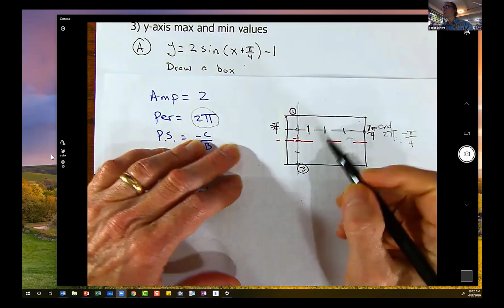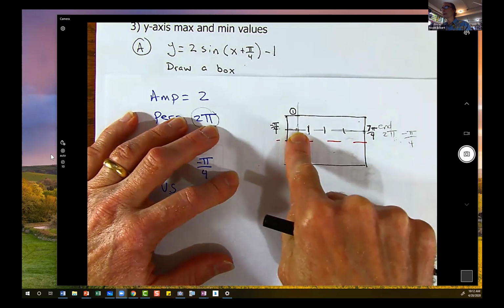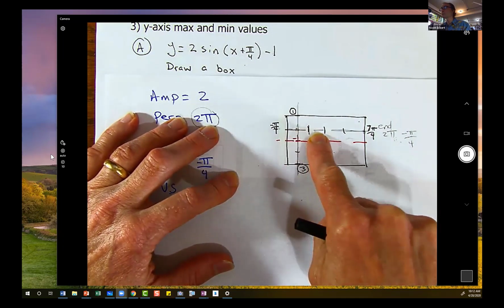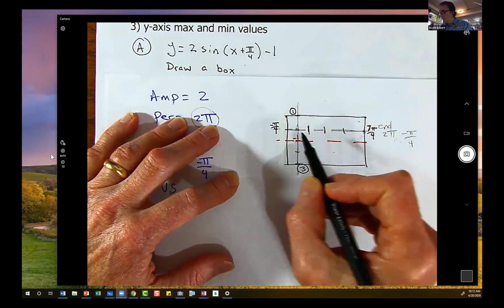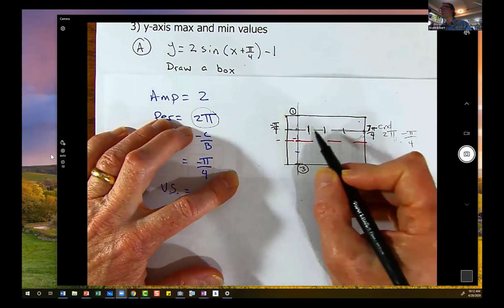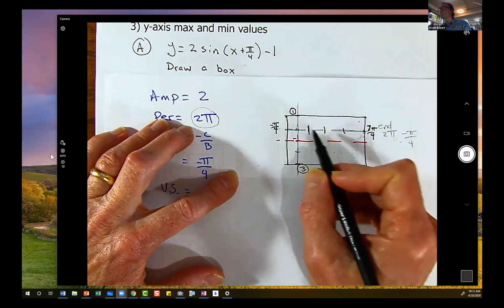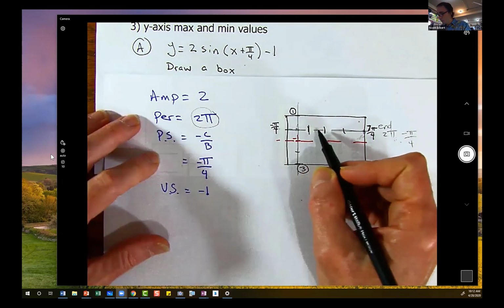So each of these divisions should be about the same. That's 1/4 of the box, 2/4, 3/4, and 4/4. So this distance on all 4 of these marks needs to be equidistant. Same distance, the same, the same, the same. This one is a little bit too skinny, but as long as we draw our wave in there quickly, we'll be all right.